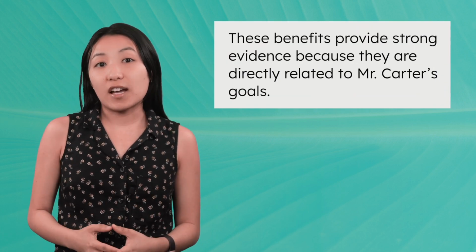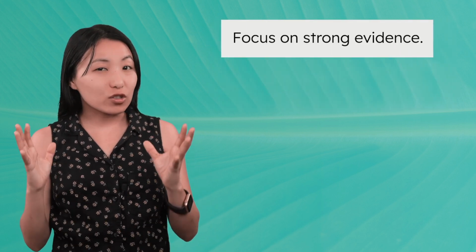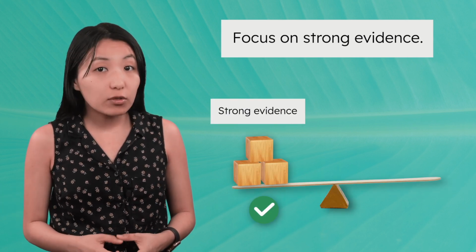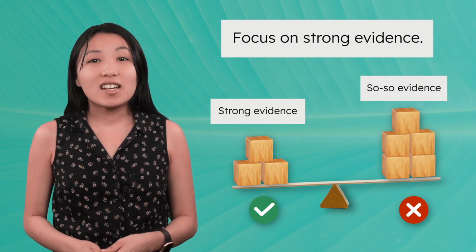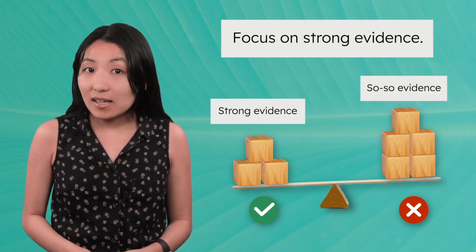There are other benefits to selective harvesting, but these benefits provide strong evidence because they are directly related to Mr. Carter's goals. To build a strong logical case, be sure to focus on strong evidence. Having a few pieces of strong evidence makes for a much clearer argument than having 5 pieces of so-so evidence. When you're selecting your evidence, it's a good idea to try to stick to the 3 costs or benefits that best support the goals of the decision. Evidence is what makes your claim stronger, but it's not enough to just list facts. This is where the next step comes in.